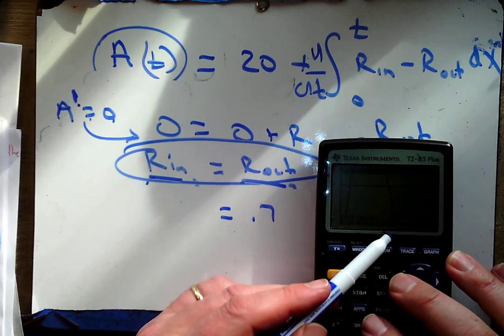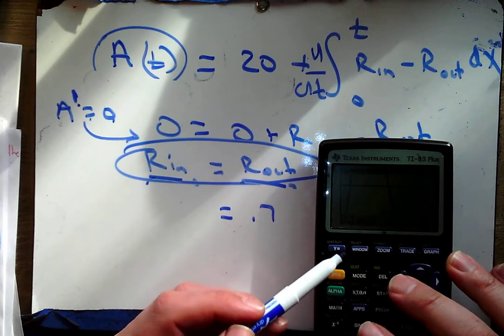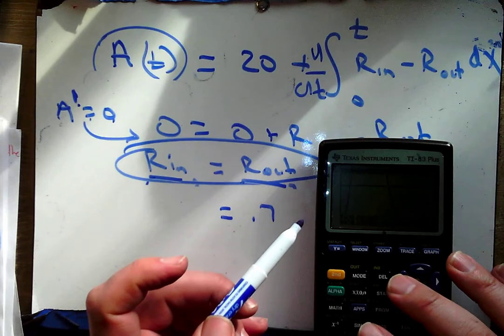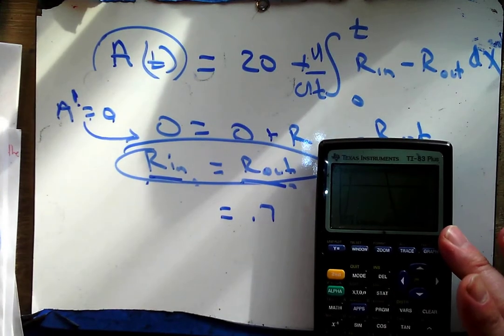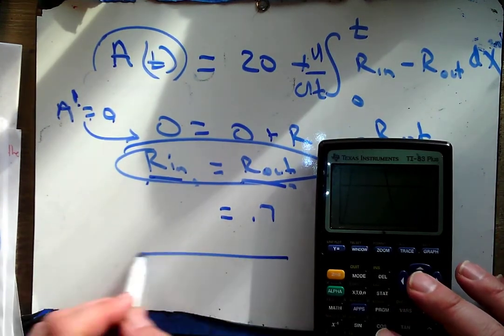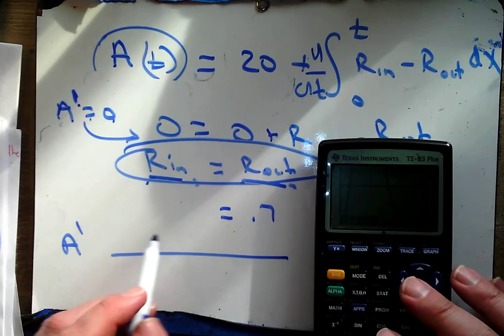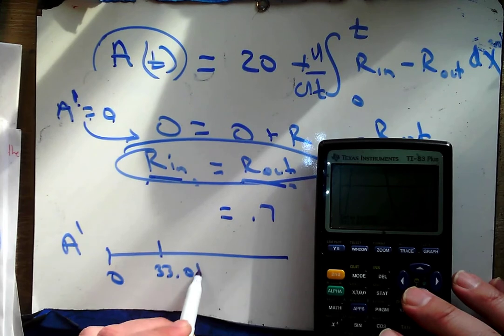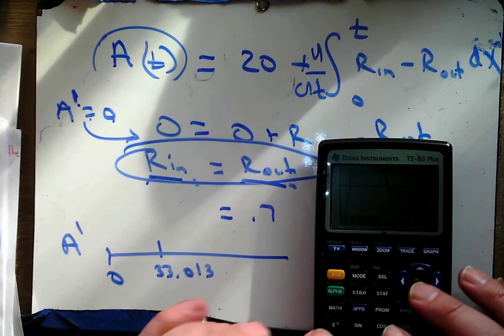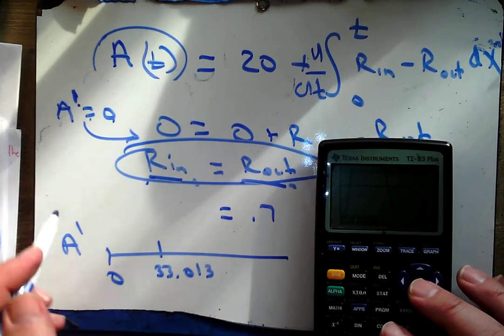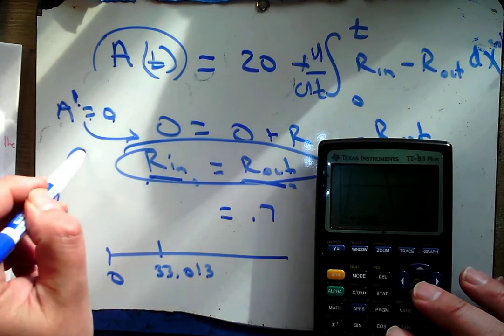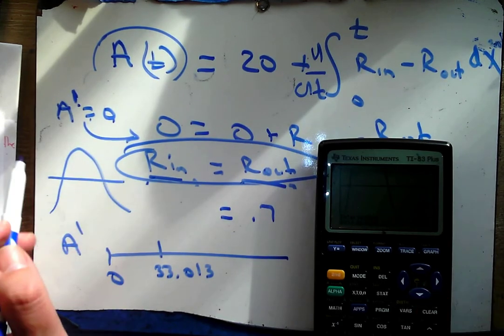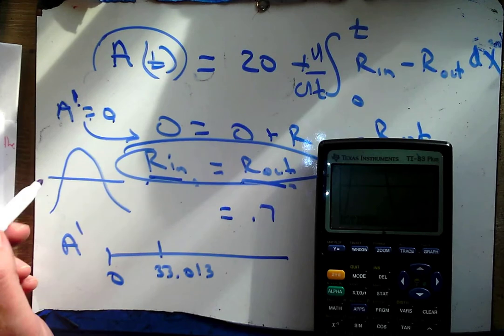This number has to get closer to 0.7. There it is. 1, 2, 3. A prime values 0, 33.013. And notice the graph is like this. Now it's going to be important in a moment.